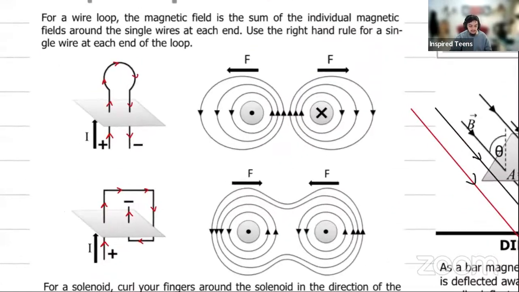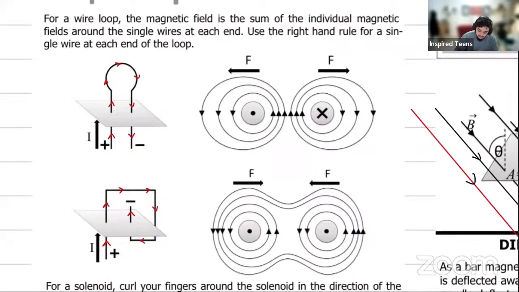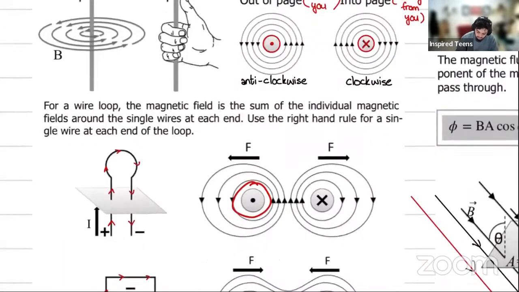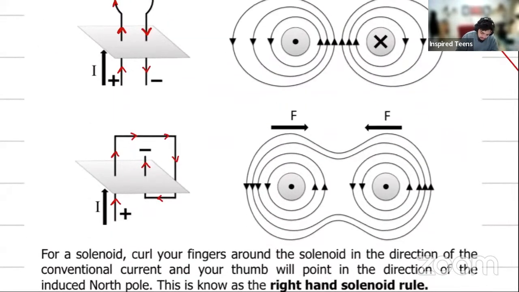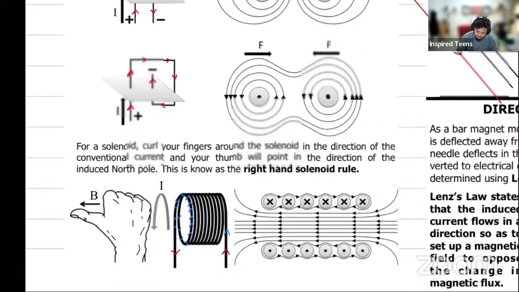Then we discussed this in a loop. Here we can see the field comes out of the page, and there it goes back into the page, and this is what's represented here and here. And here it comes out of the page. So that's what's represented there.